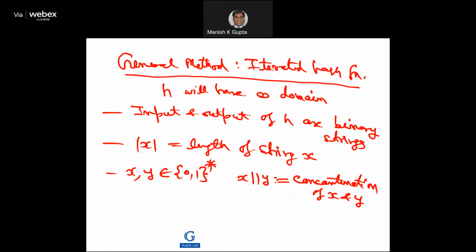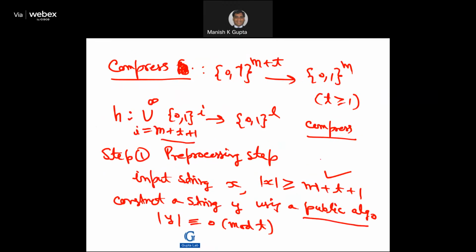The bar of X, the absolute value of X, denotes the length of string X. X and Y are binary strings of some length. Star means whatever length is possible, and X double pipe Y means the concatenation of X and Y, two strings. These are just basic assumptions. Let me now describe a compression function. So m plus t bits are compressed into m bits; a string of length m plus t is compressed into a string of length m.